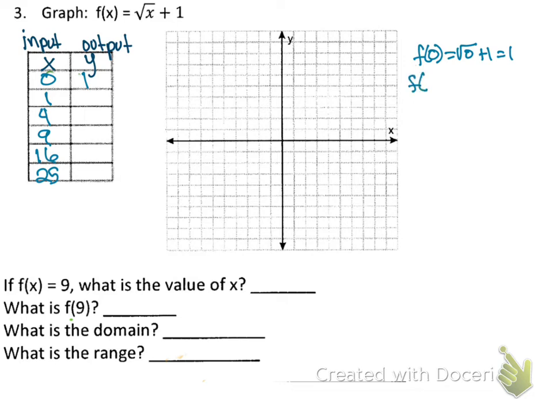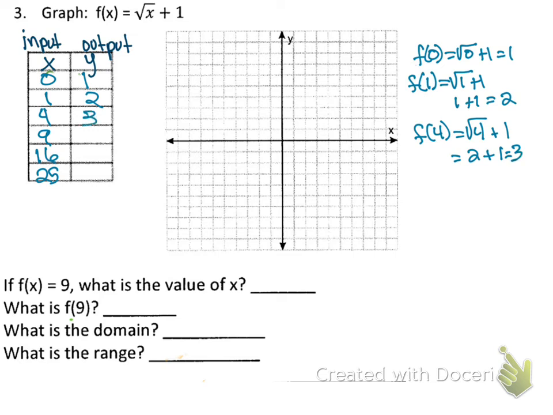Now let's go for f when x is 1. f of 1 equals the square root of 1 plus 1. Well, the square root of 1 is 1. Plus 1 gives us a 2. So when we put a 1 in for x, we get a 2 out. And you're going to go on and do this. So f of 4 equals the square root of 4 plus 1. So that's 2 plus 1 equals a 3. And let's do that last one. f of 9 equals the square root of 9 plus 1. Square root of 9 is 3. Plus 1 equals 4. So when we put a 9 in, we get a 4. And you can finish the table on those others.